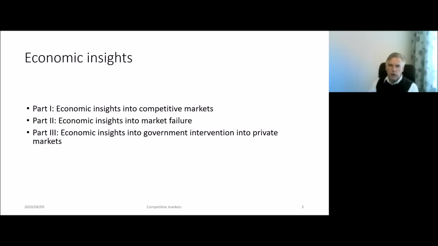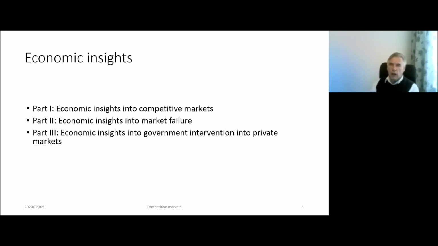So the first one we looked at is the economic insights into the competitive market. Now we're going to have economic insights into market failure. And in part three, we're going to have a look at what happens when the government intervenes in the private market. Today we will say that, in theory, we can see the government should intervene. But I said this is really to look at things from a point of practice, so let's have a look in practice at what happens when governments intervene.